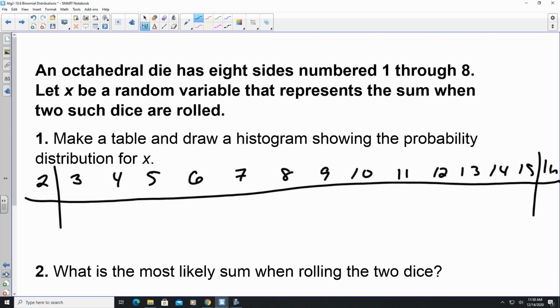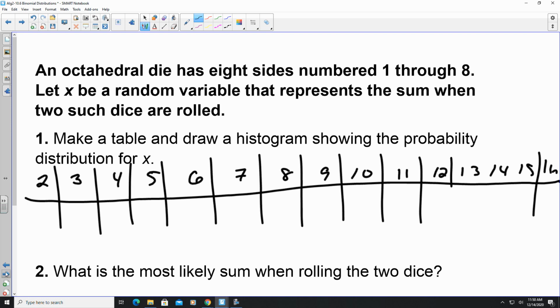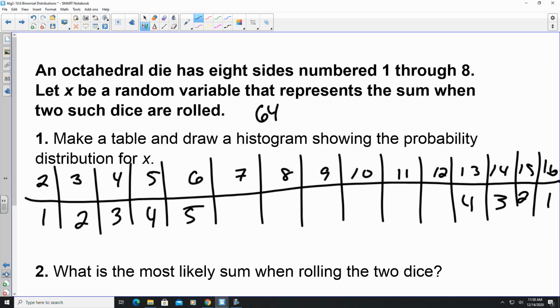So just like I did with the 6-sided, you are going to hopefully realize that 8 times 8, there are 64 possible outcomes. And just like what we did here, there's going to be 1 outcome for the outside, and then it increases from there. So this is going to be 2 and 2, 3 and 3, 4, 4, 5, 5, 6 and 6, 7, 7, and then we've got 8 in the middle.